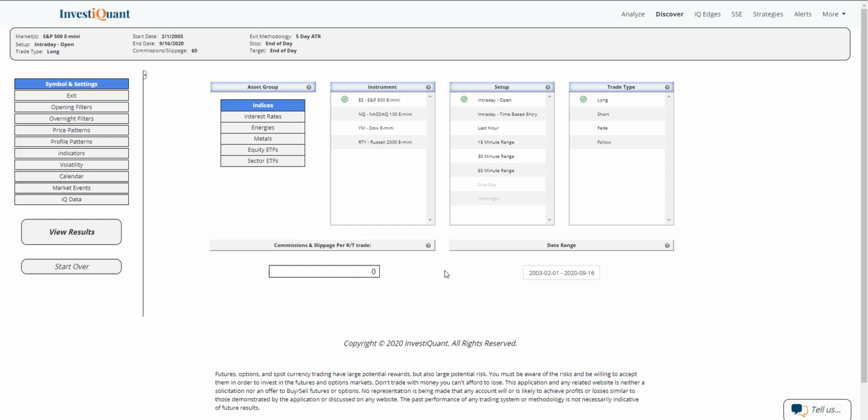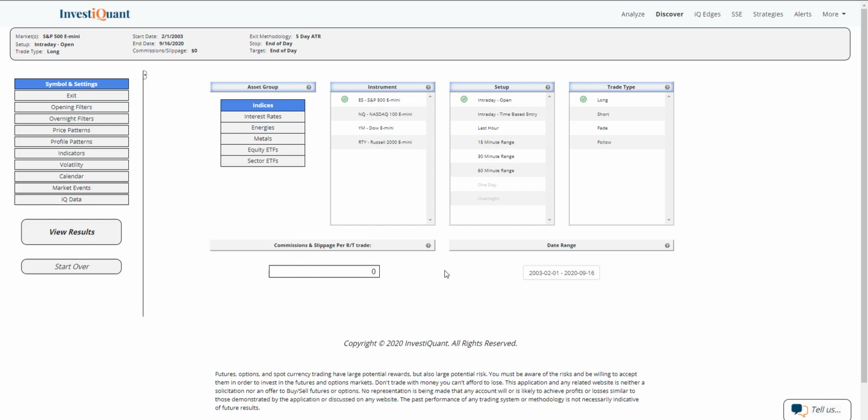Today is Wednesday, September 16th, 2020, and today we have the FOMC announcement. It will be out at 2 p.m. Eastern Time, followed up by a Fed speaker at 2:30 p.m. Eastern Time this afternoon.